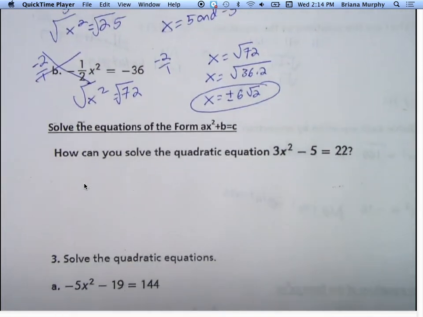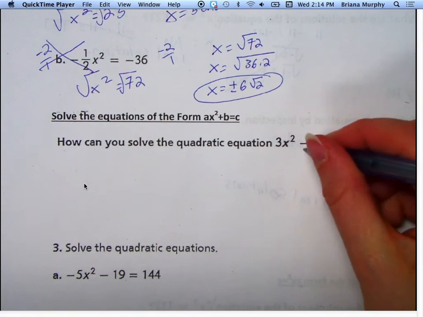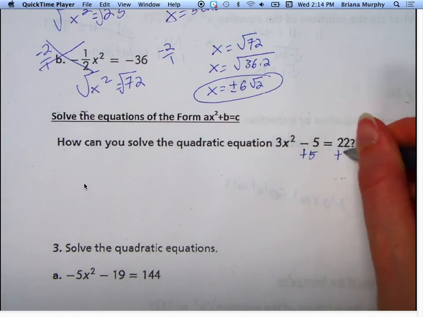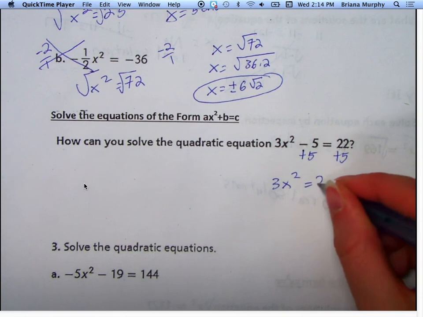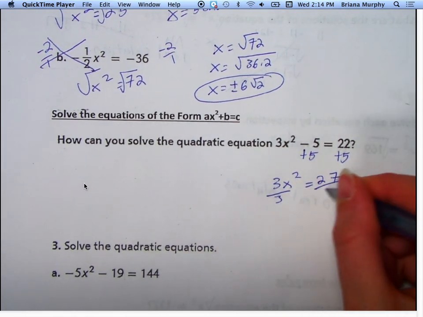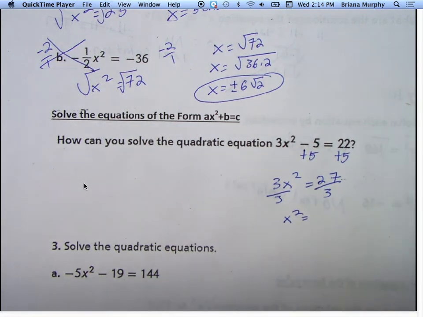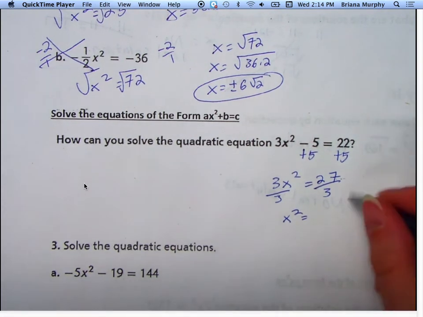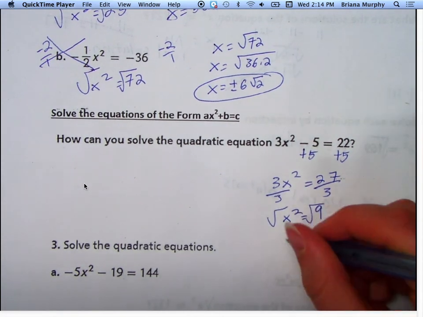Okay. Let's start. What do I do here? Add 5 first. First I add 5. Then I get 3x squared equals 27. Then what do I do? Divide by 3. Then what do I do? 3 goes into 27 how many times? 9. And then what is the square root of 9? 3. 3 or negative 3.